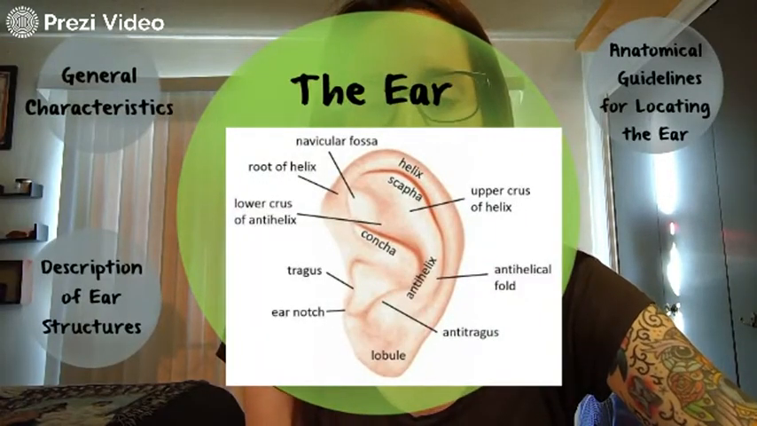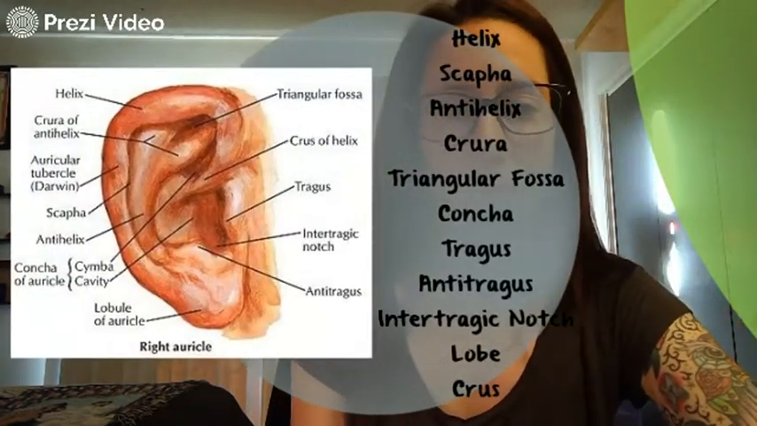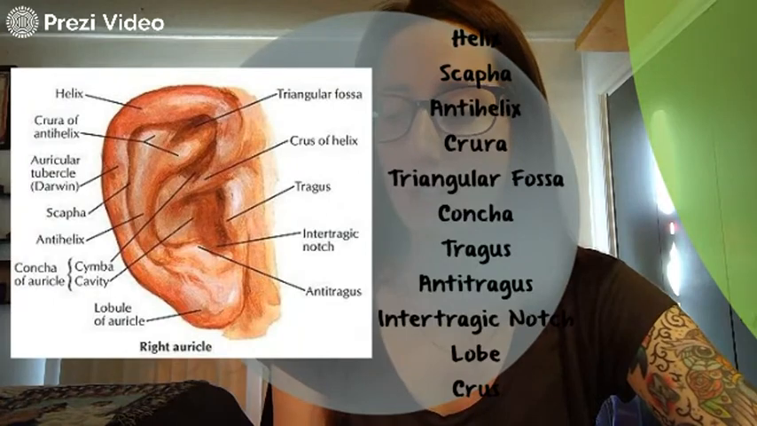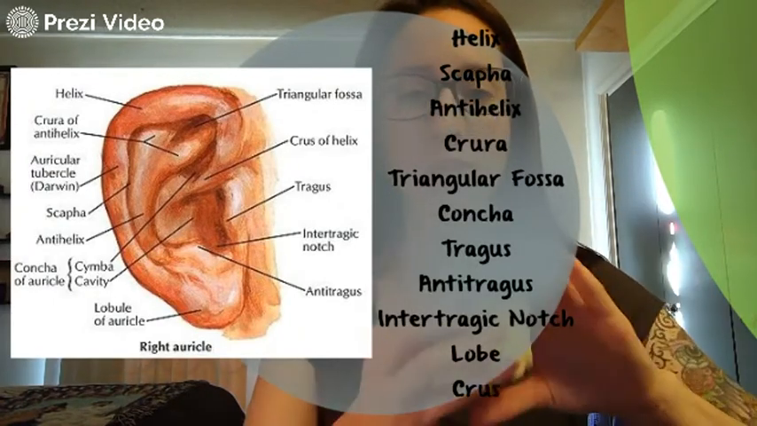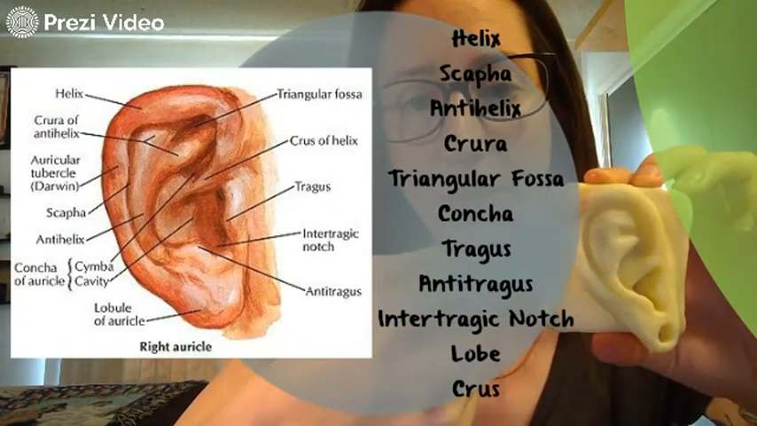Next, we're going to go over the descriptions of the ear, all of its surfaces, structures, dips, and curves. First, we have the helix of the ear. It's the outer rim. It's in the general shape of a question mark. I have an ear right here to demonstrate. The helix is right here.